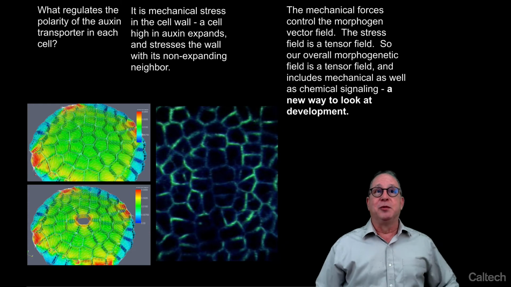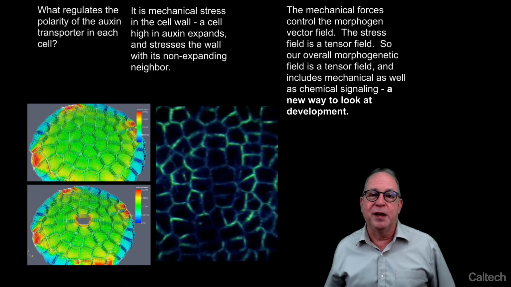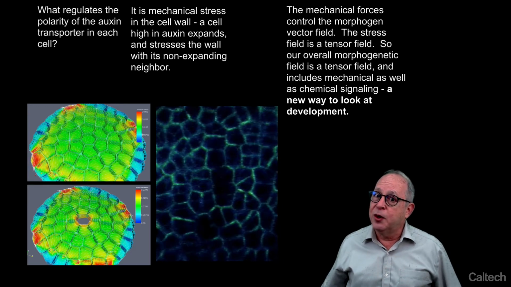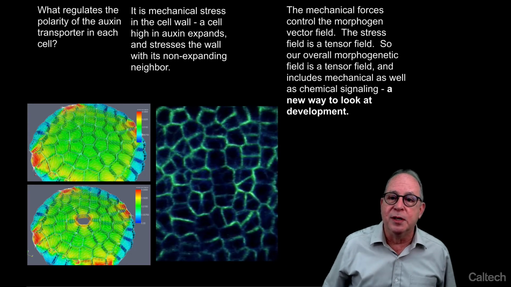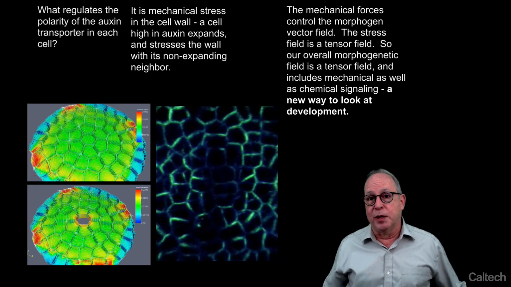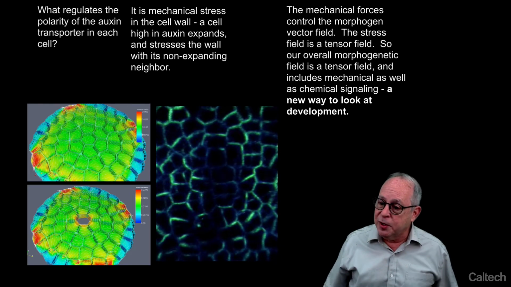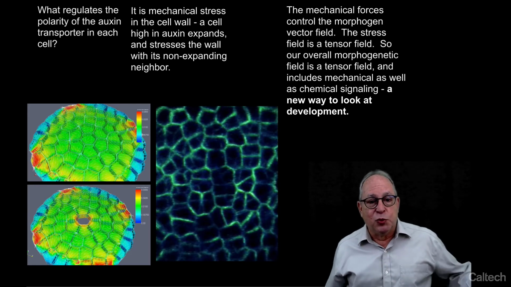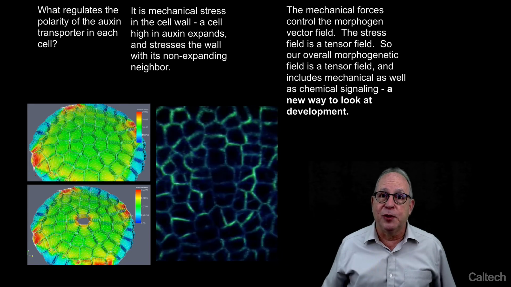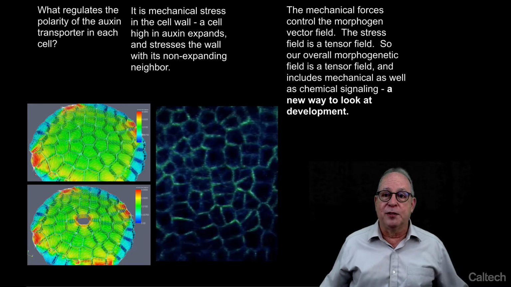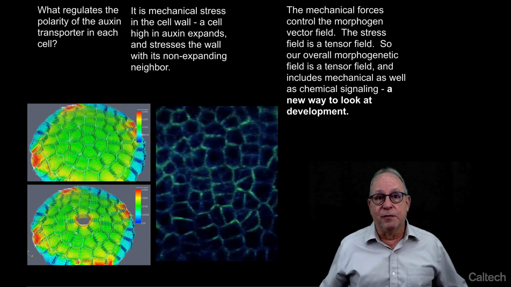It turns out, after much experimentation, that it's mechanical stress in the cell walls that surround each cell. A cell high in auxin expands and stresses the wall with its non-expanding neighbor. This causes the auxin transporter to go to the plasma membrane adjacent to that wall in the neighbor and pump auxin toward the high auxin neighbor. And it's this that creates the dynamic flow, that is, the morphogen vector field. The mechanical forces control the morphogen vector field.